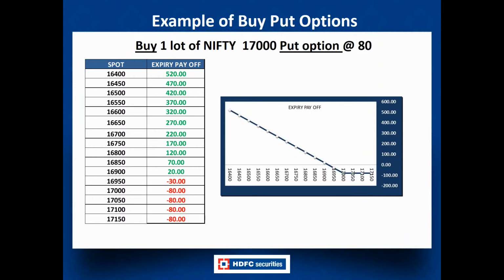In this scenario, I can do two things: either I can buy a put option or I can sell a call option. Here I am buying a put option. I have a view that Nifty will go below 17,000 levels, so I'm buying the 17,000 put option at 80 rupees.